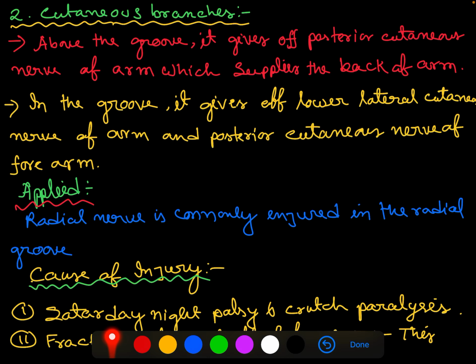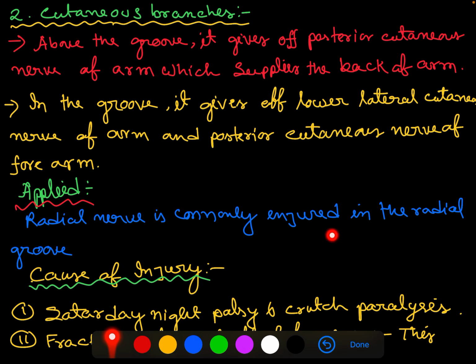Cutaneous branches in the arm. Above the groove, it gives off the posterior cutaneous nerve of arm, which supplies the back of the arm. In the groove, it gives off the lower lateral cutaneous nerve of arm and the posterior cutaneous nerve of forearm. Then, applied anatomy of the radial nerve in the arm region.